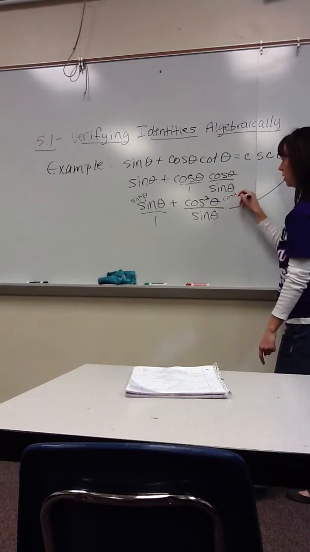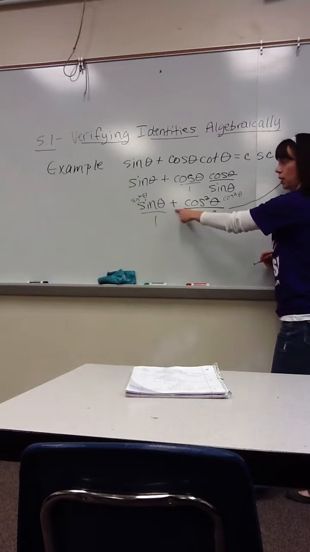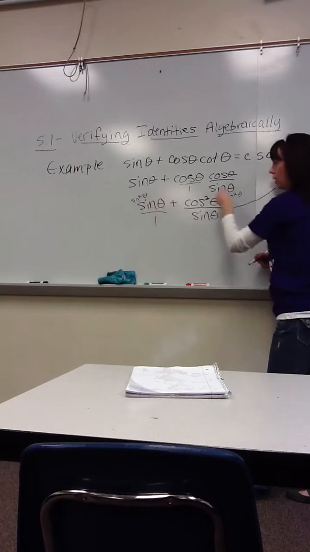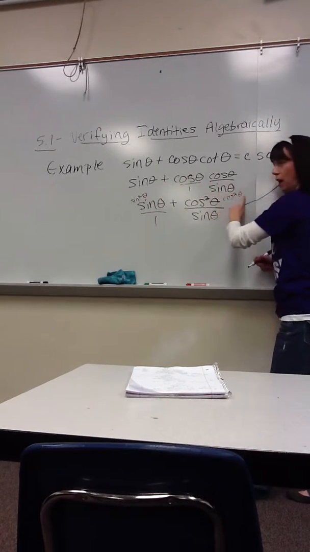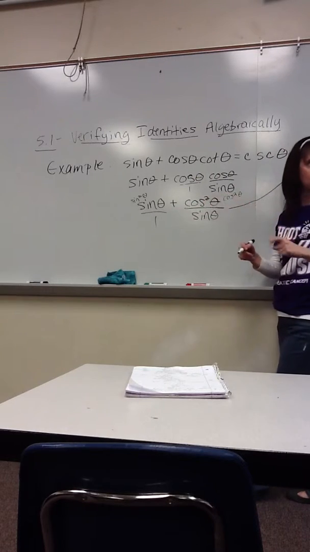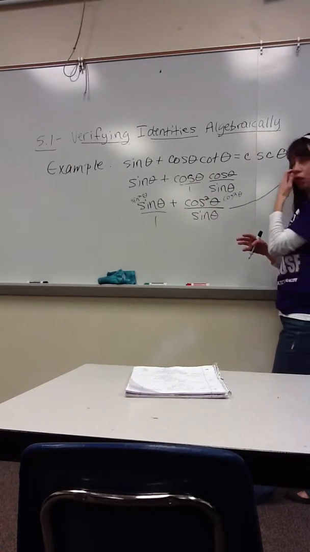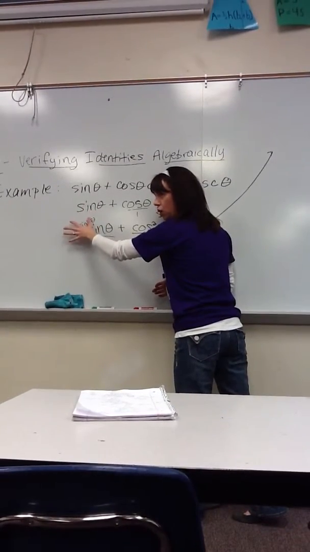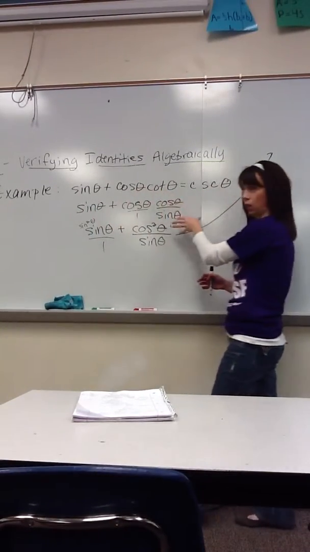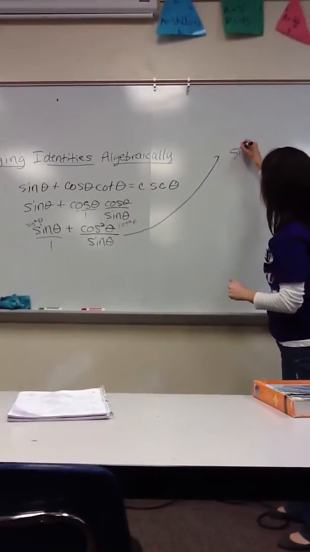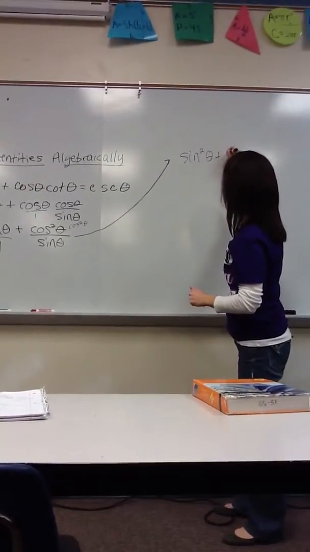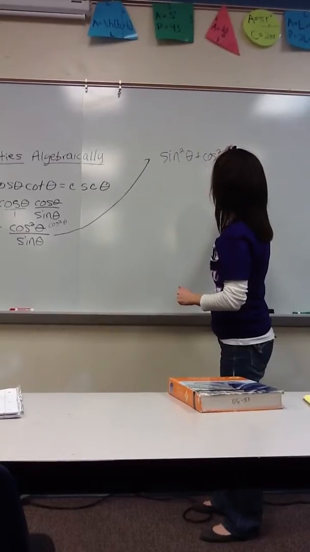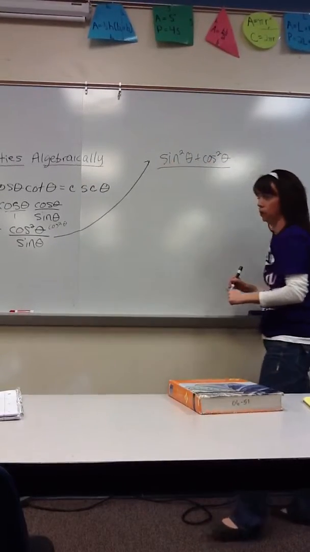And the reason I'm doing this is because when there's a plus sign in between, it really doesn't matter which order you add in. But if there is a minus sign in between them, it does matter. So make sure you're always taking what you get over here and writing that down first, plus or minus what you get over here. So we end up with sine squared of theta plus cosine squared of theta all over sine of theta.